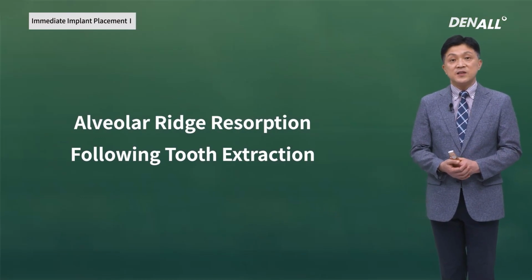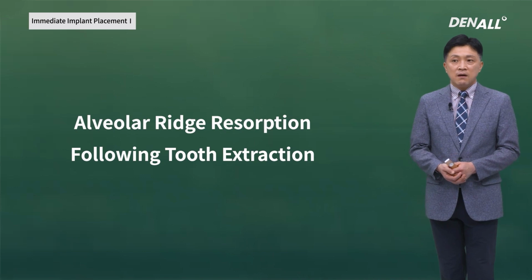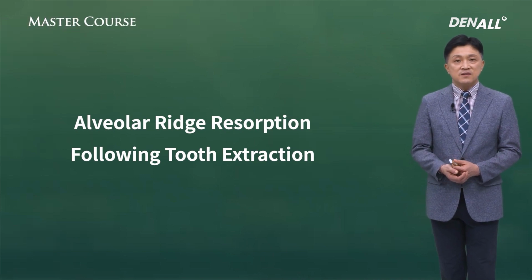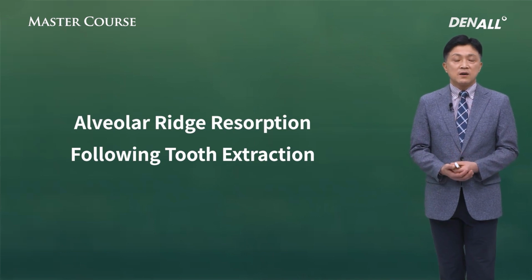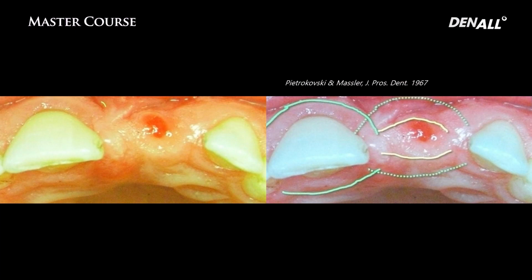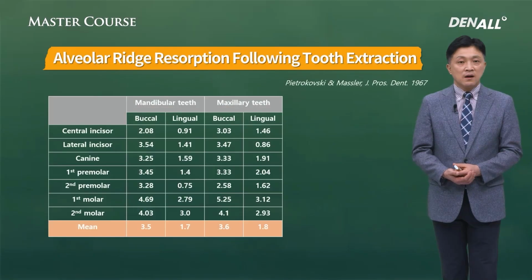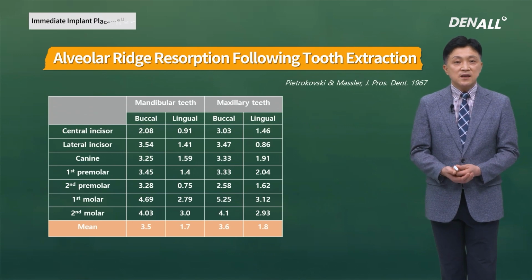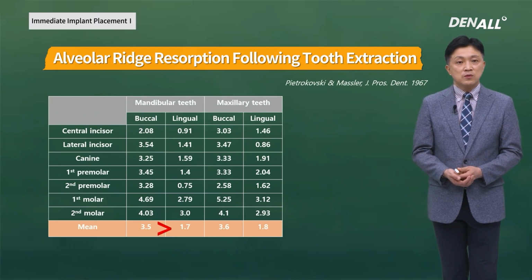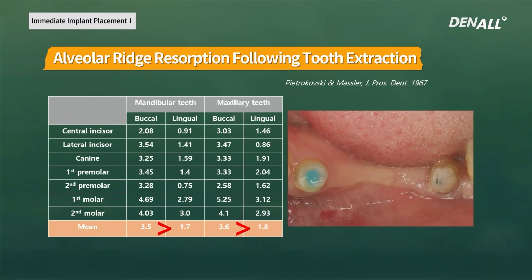The reason behind immediate implant placement: when you do extraction, as we all know, there's loss of soft and hard tissue. In 1967, Pietrowski reported this study, where casts were used for measurement. What we need to note is that compared with the lingual side, there's a lot of bone loss on the buccal side, about 2 times that of the lingual side.